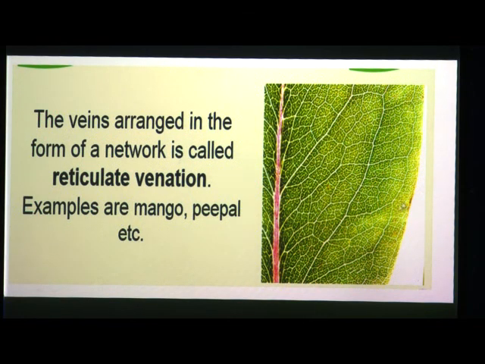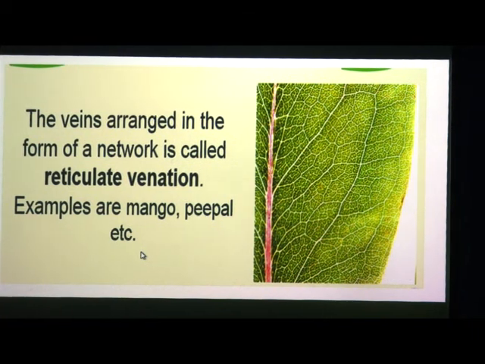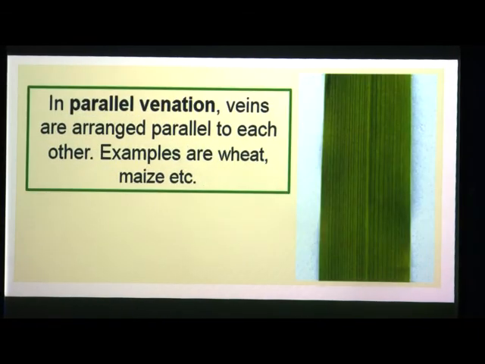So, where the veins are in the form of this type of network, those are called reticulate venation. Examples of these types of leaves are mango, peepal, etc. The mango tree and peepal tree have this type of reticulate venation.